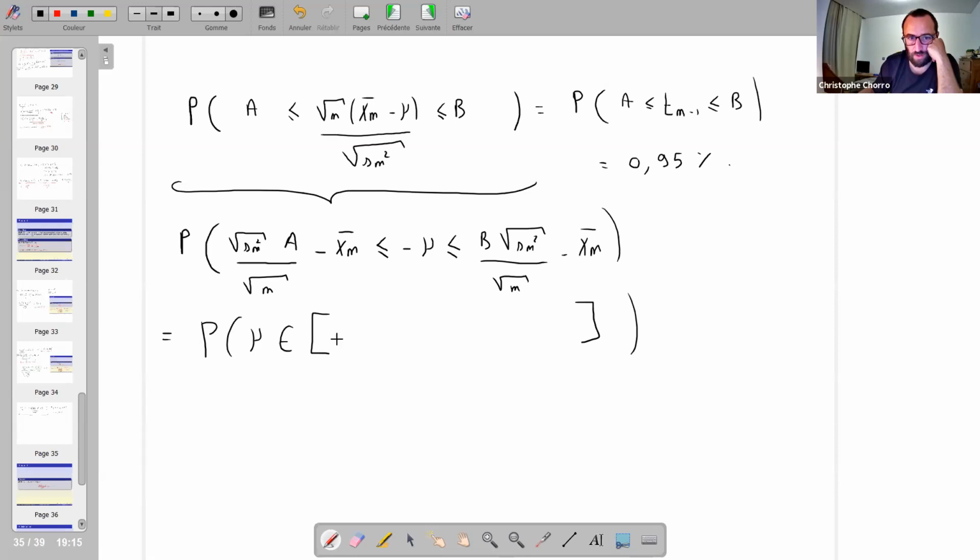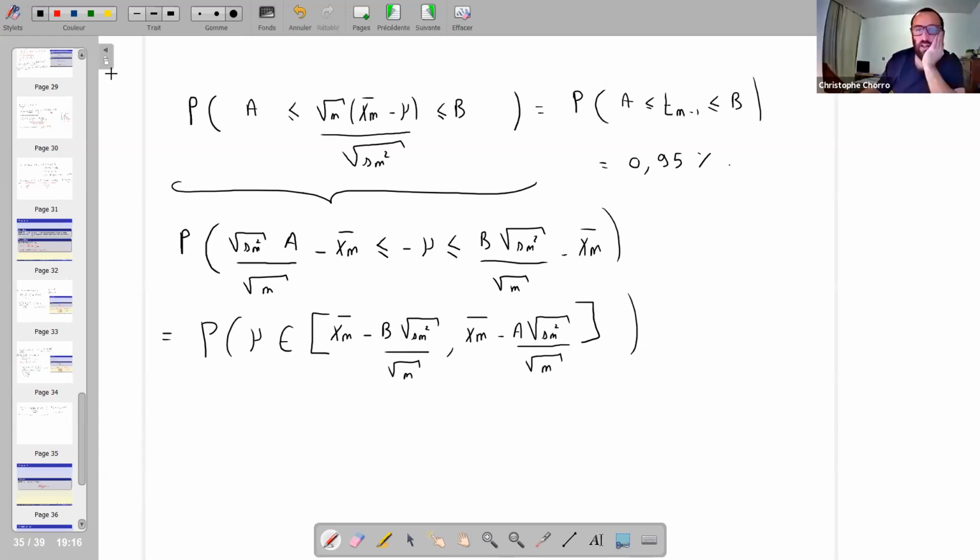a random interval of the form, okay, just, what I have done here, I have done it this way, just to be sure that I don't make mistakes. Okay, yes, I have this. So I have mu that is greater than x̄n minus b times the square root of Sn square over the square root of n. And here, x̄n minus a times the square root of Sn square over the square root of n.